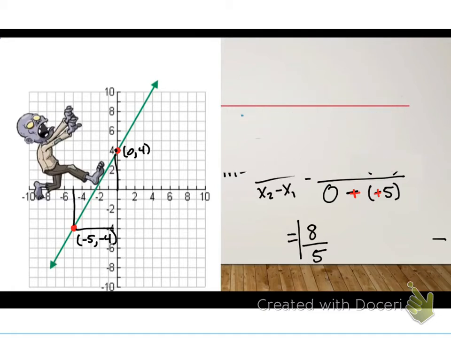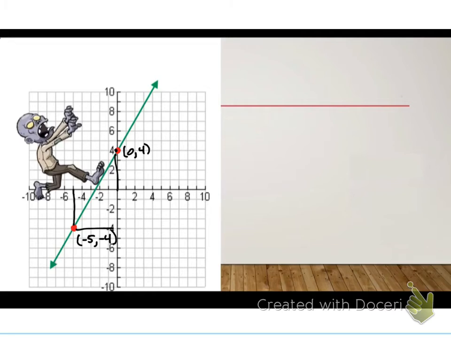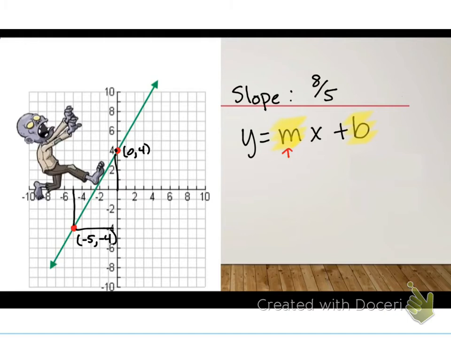So since our slope is 8 over 5, let me write that down. It's 8 over 5. Let's put that into our equation, y equals mx plus b. In this equation, we're only going to change two letters, the m and the b. This m we know is slope, and the b is going to be the y-intercept. Those are the only letters that we're going to change.